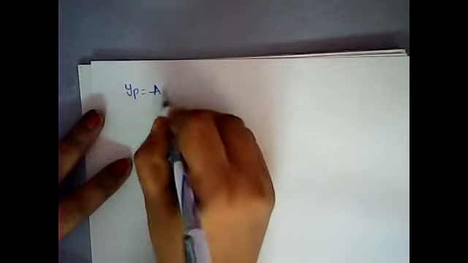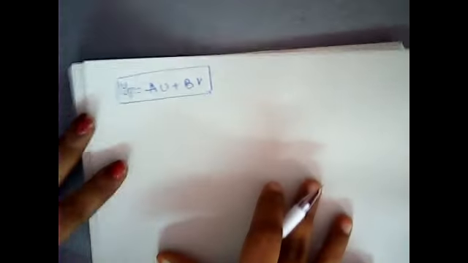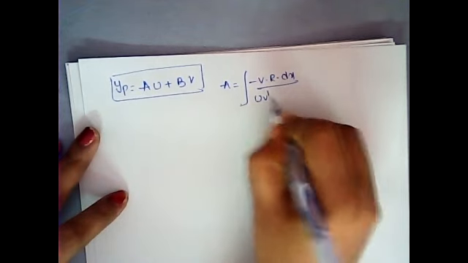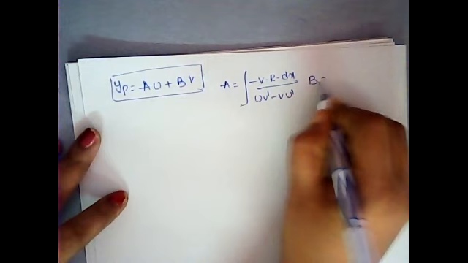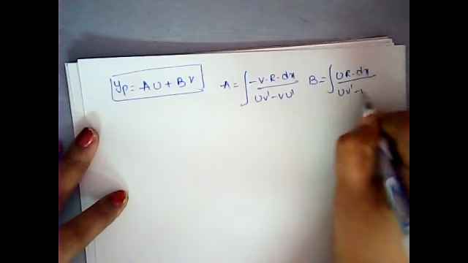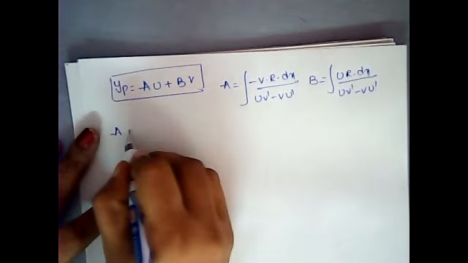So after this, we need to find out yp here. How are we going to find yp? For yp also we have the standard form, right? The yp standard form we have taken here is au plus bv. So we know what u and v are here, and we need to find out what a and b are by using the formulas. What are the formulas here? a is equal to integration of minus v into r into dx by uv dash minus vu dash. In the same way, b is equal to integration of ur into dx by uv dash minus vu dash. Let us solve a first.